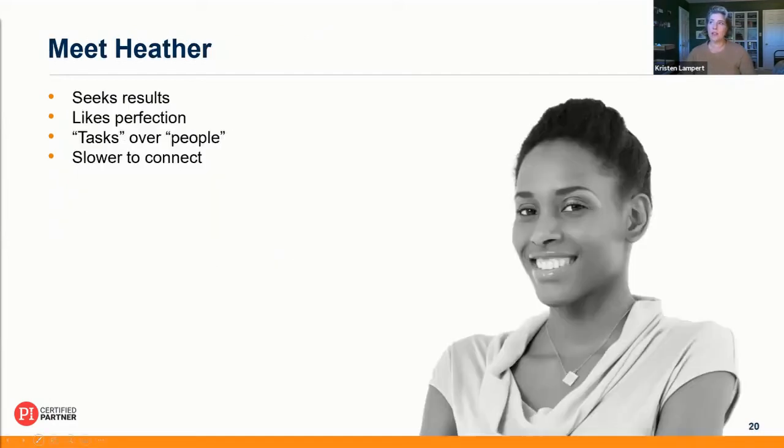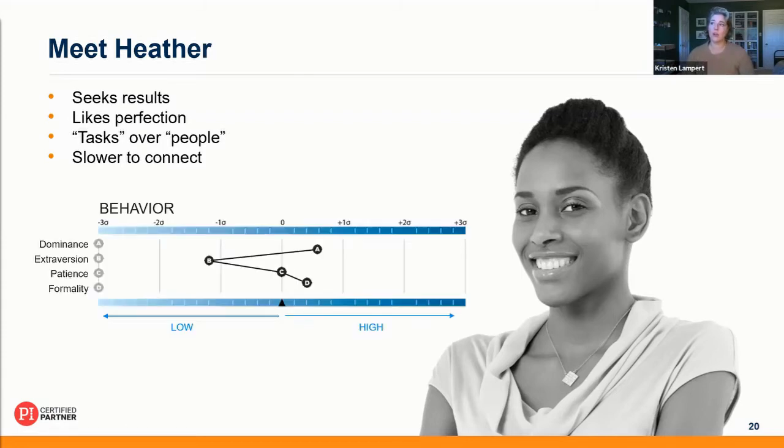And what we had was Heather. So Heather is a fantastic candidate. She's an example of someone who loves perfection, is a bit more task oriented. And if you look at her profile, you can see where she sits, right? She tends to be very successful, highly intelligent, bilingual in nature. She's a bit more introspective. She seeks results and oftentimes likes perfection.